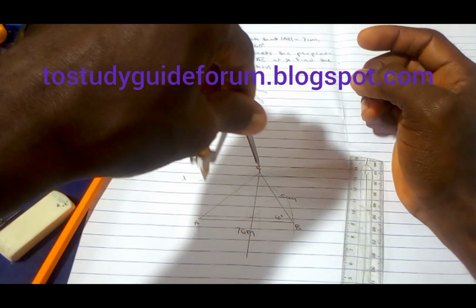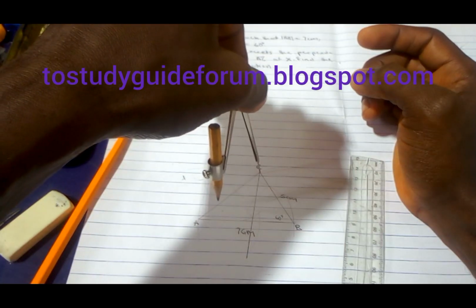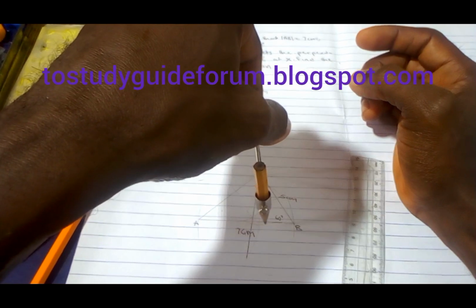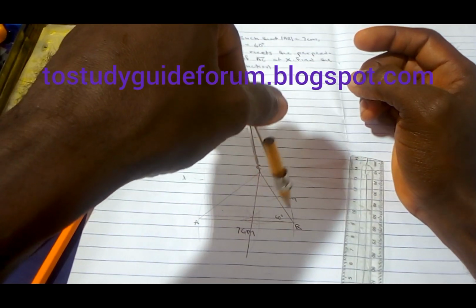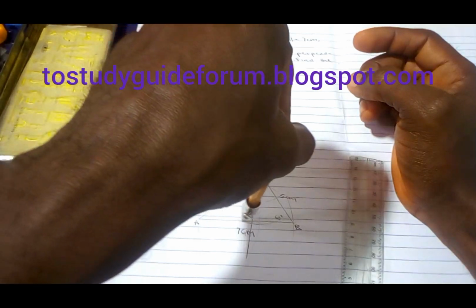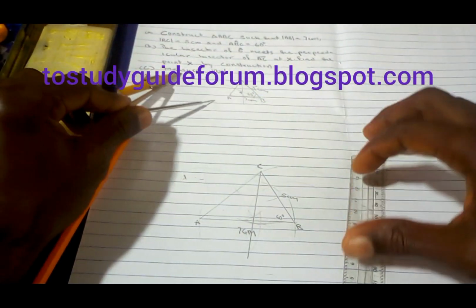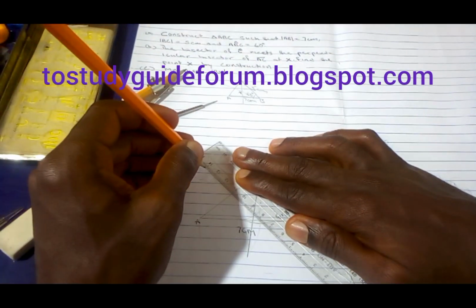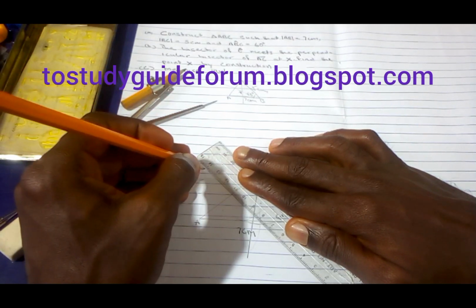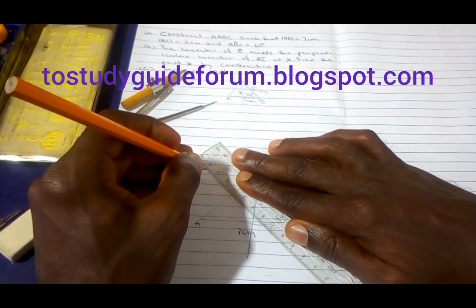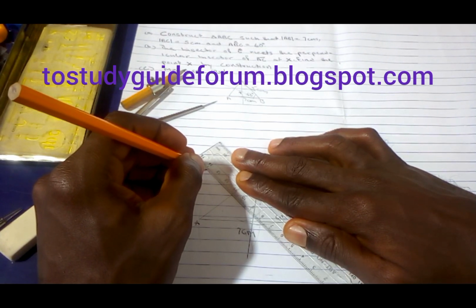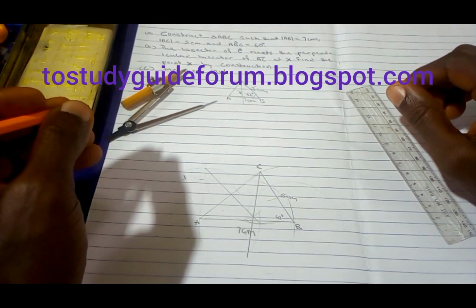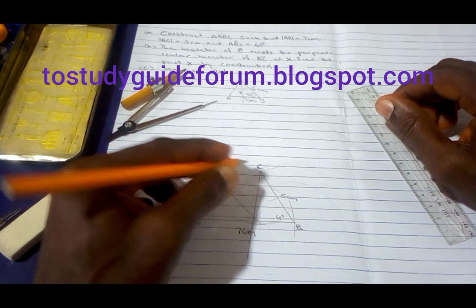You can see this other one. This is the point of intersection here. Then with the same radius, we make another arc here. Then we join the two arcs together. From the point of intersection of this, I draw my line to meet the second part of it. Now we have the bisector. That means AC has been bisected.